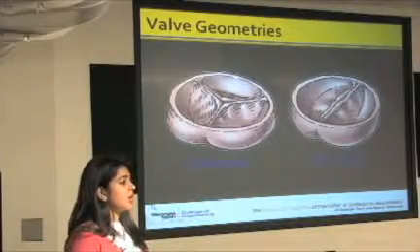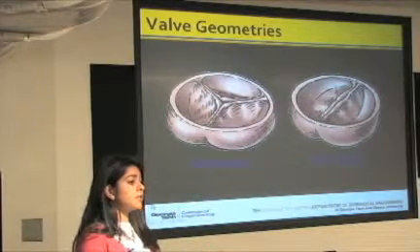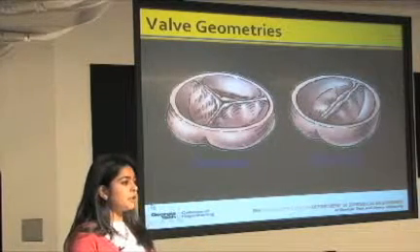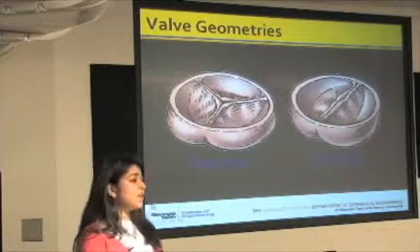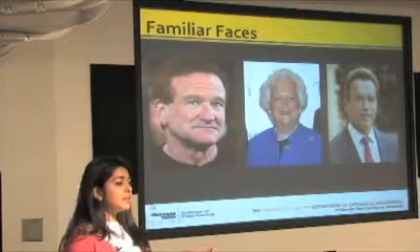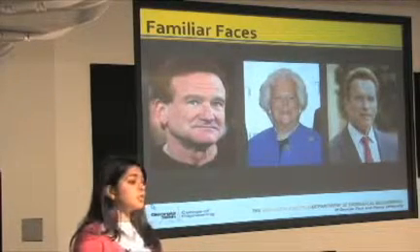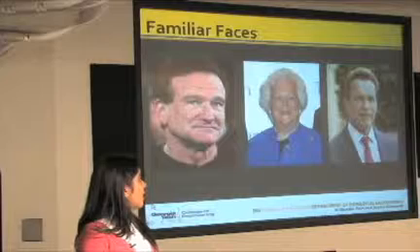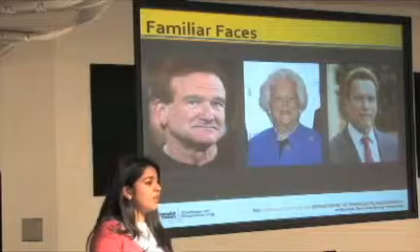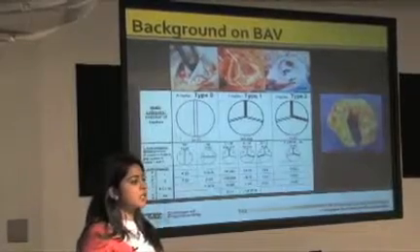There are 2 primary geometries associated with this valve: the normal valve with 3 cusps, and bicuspid valves, in which 2 of the 3 cusps have fused together. And this allows less blood flow through the valves, and it can lead to many different conditions that are not very favorable for patients. A few famous faces who have bicuspid aortic valves: Robin Williams, Barbara Bush, Arnold Schwarzenegger. They all had these valves replaced by surgical procedures, which are a pretty invasive and high-risk procedure. So my project is working on trying to reduce the risks associated with this.